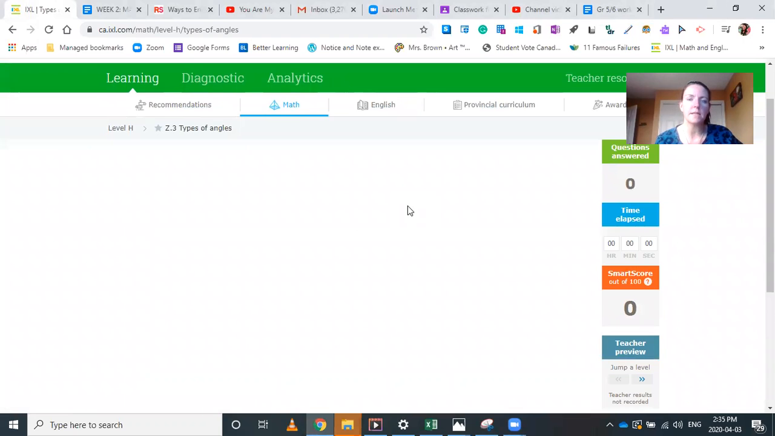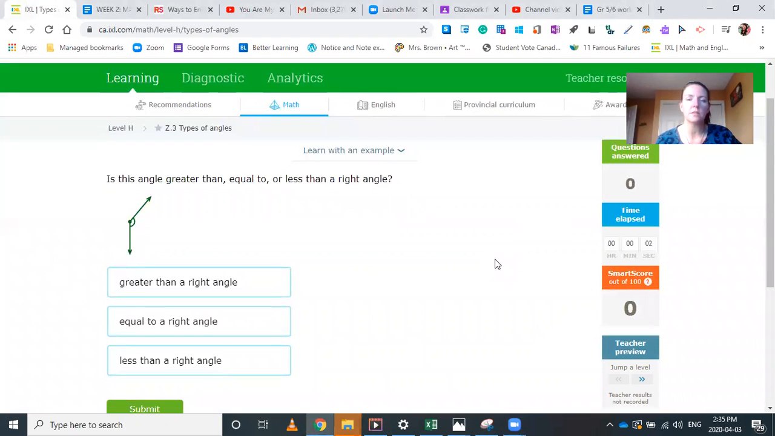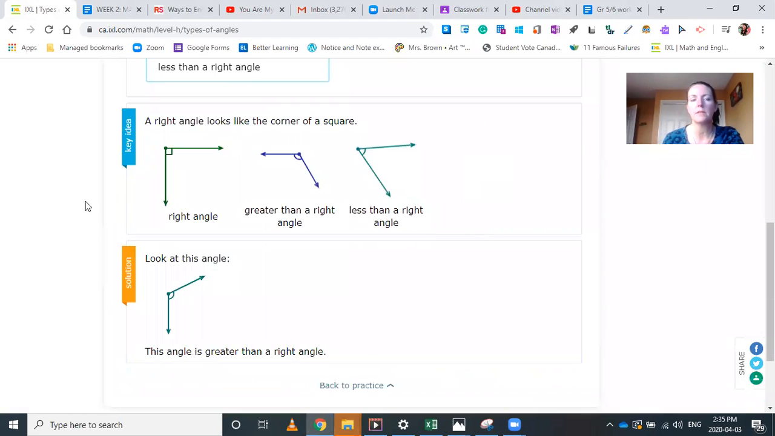Remember, you can always pull up the notes that I set for you on your Google Classroom or on your work page, or you can always toggle on to this Learn with an Example first up if you just want to have a look again at what that means. So let's look at them together. A right angle looks like the corner of a square, and the telltale of a right angle is that it has a square. You'll see the other angles have a little curved line, a segment of a circle, but a right angle will look like a box, will look like a square. Okay, so that's a good way to know.